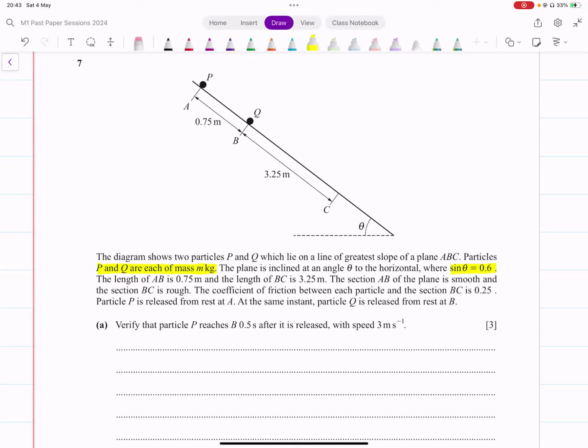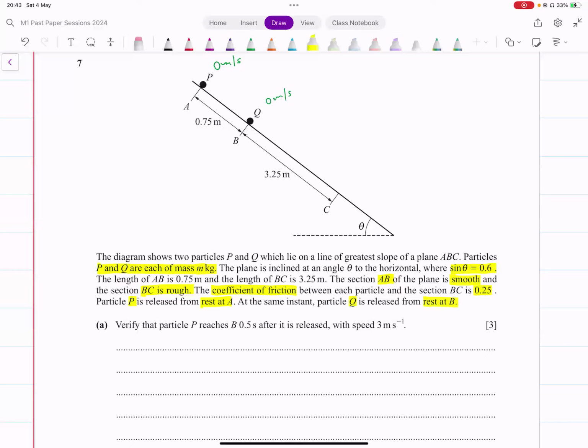BC length is given. AB part of the plane is smooth and BC is rough. The coefficient of friction between each particle and the section BC is 0.25. That's the coefficient of friction. Particle P is released from rest. At the same instant, particle Q is released from rest at D. So particle Q starts at rest from this point. Q is also released from rest.